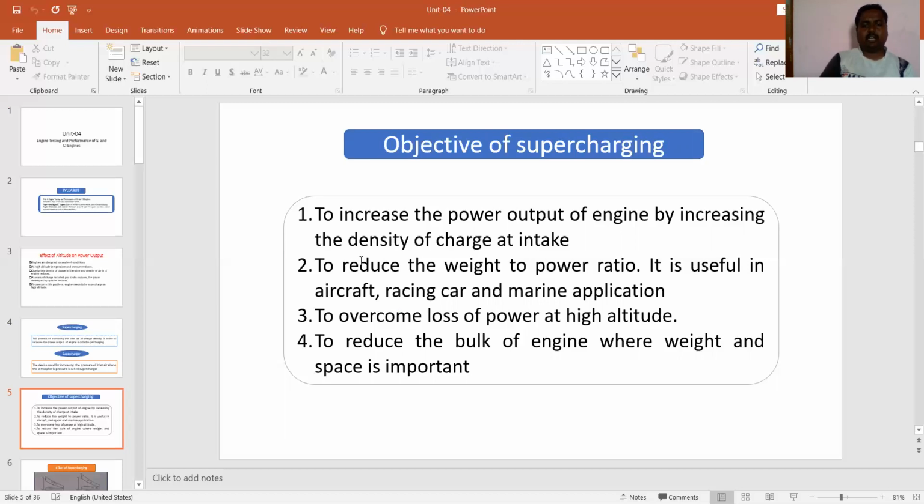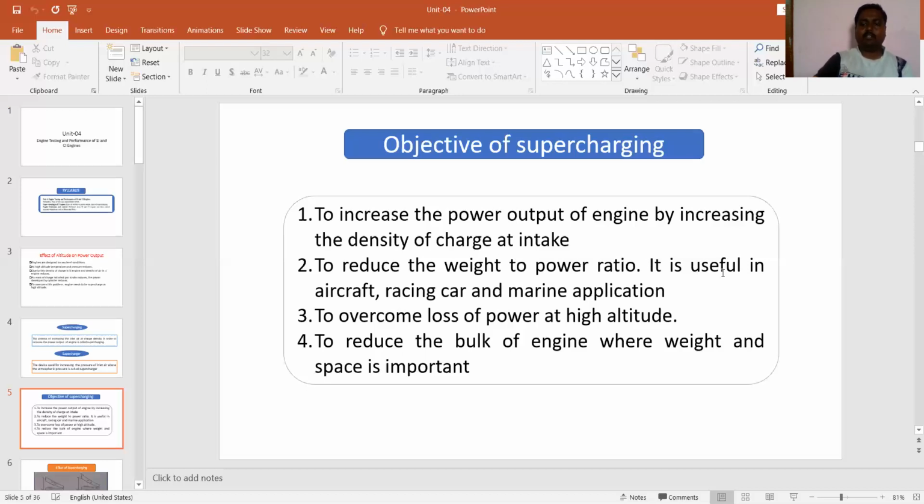But as we studied earlier, as altitude increases, density decreases, which means power will decrease. In order to maintain high power, we require the supercharger, which reduces the weight to power ratio. If you want to increase the power, we require a high weight engine. But if you utilize the supercharging concept, then we can develop more power with low weight also.